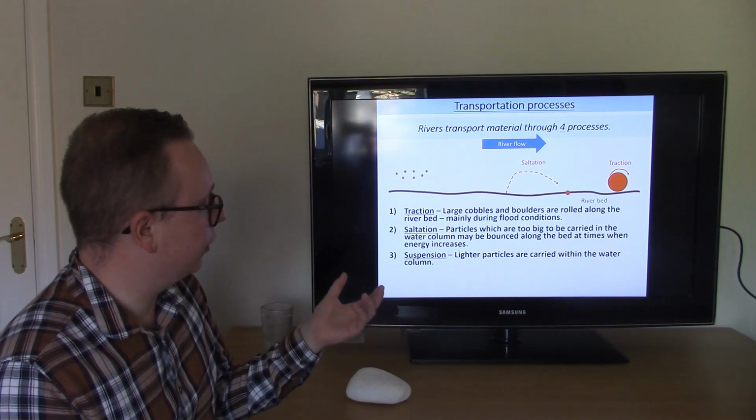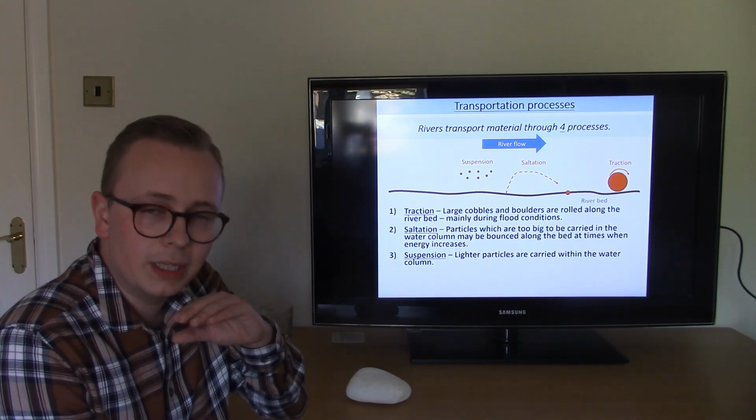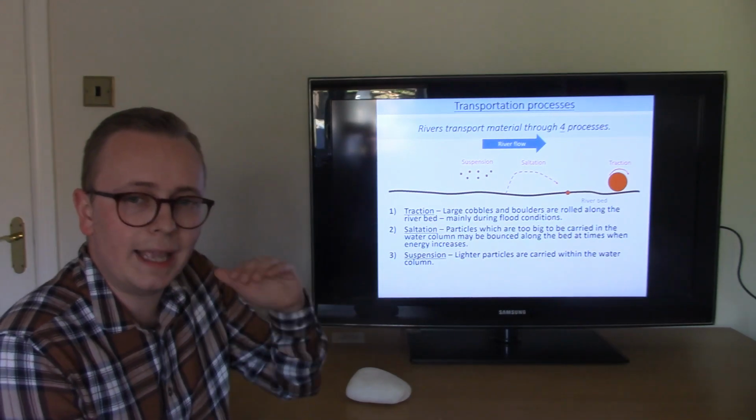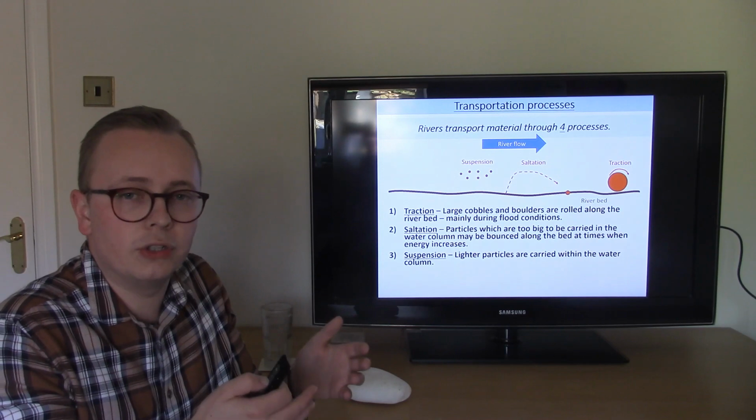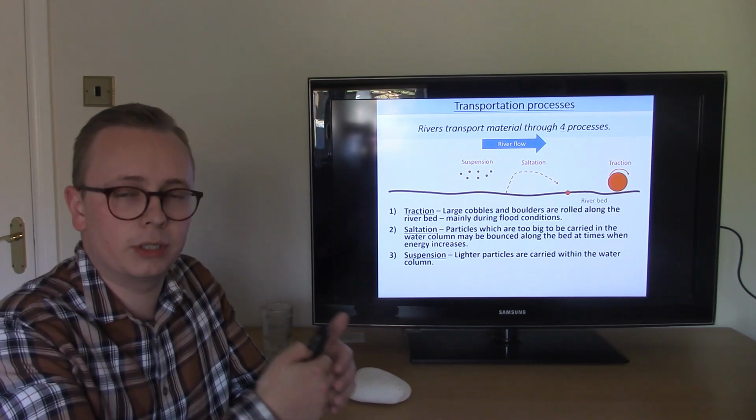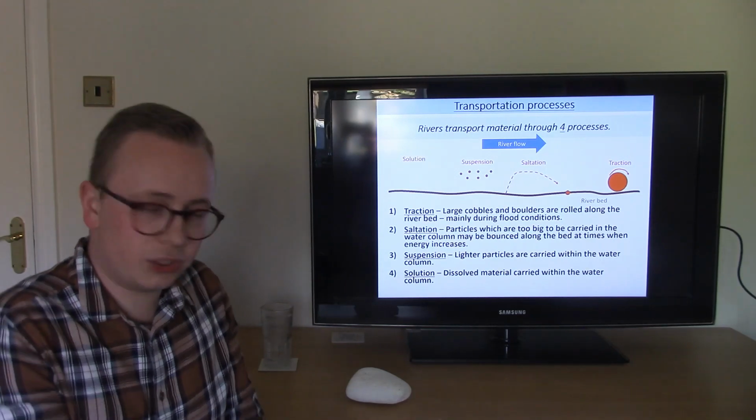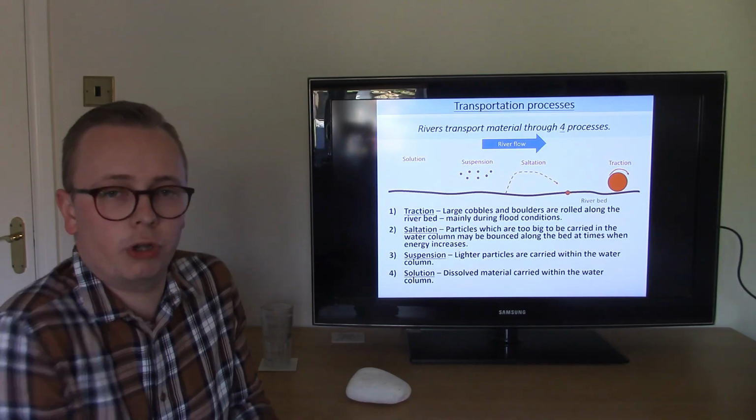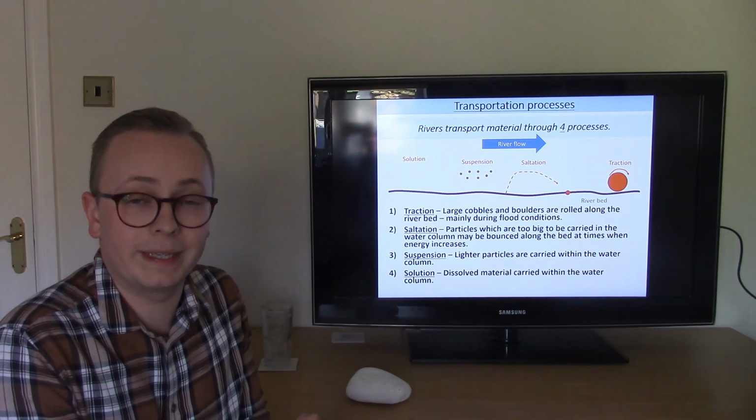Our finer material, fine sands and silts, are going to be transported in suspension. So these are floating in the water column. They can be transported in even low energies inside the water column because they are such small size. And finally, same word for our erosion process, we've also got material travelling in solution. That's the dissolved material, the stuff that we can't see.